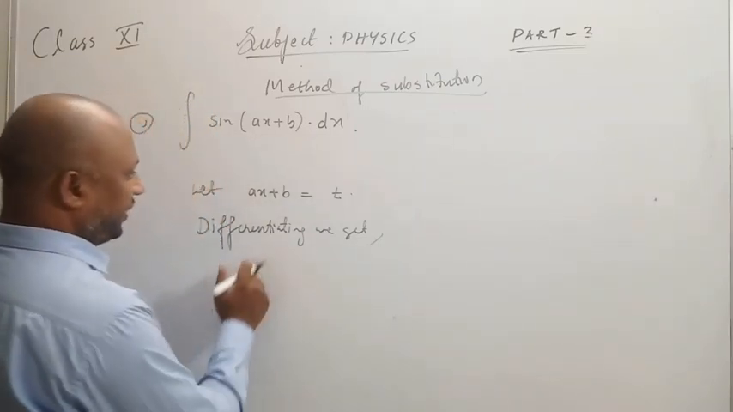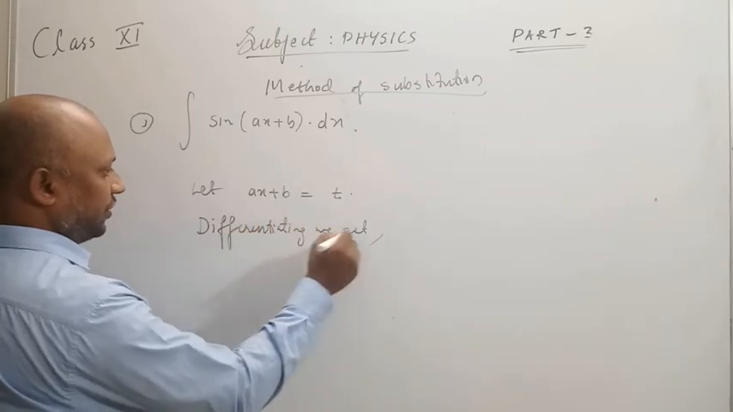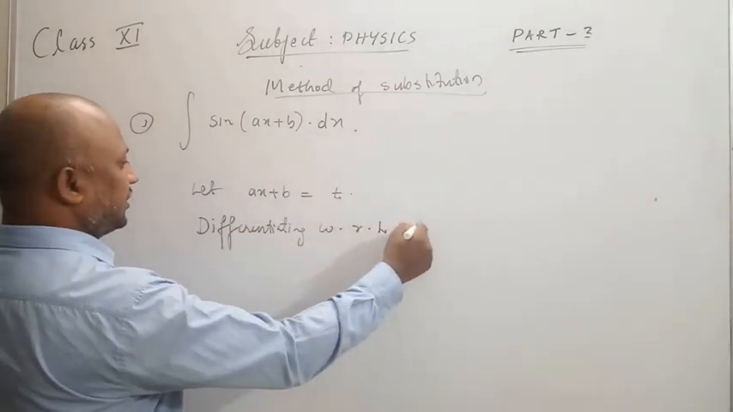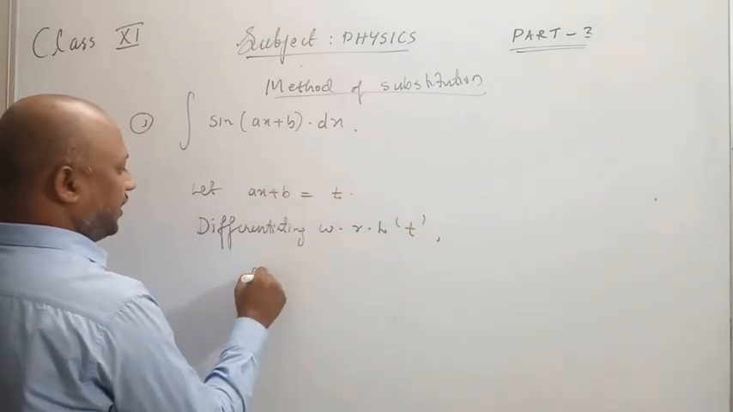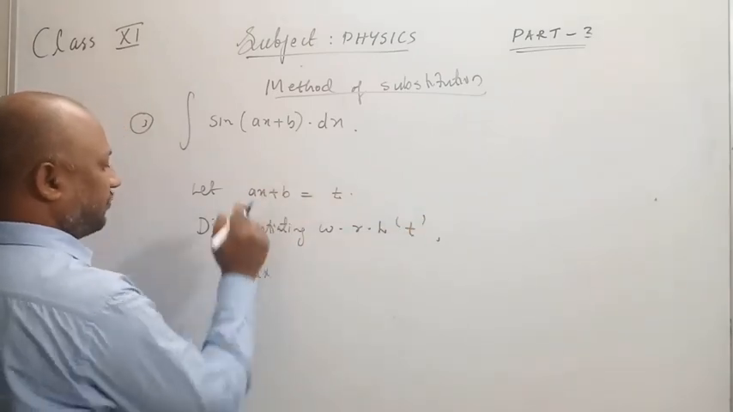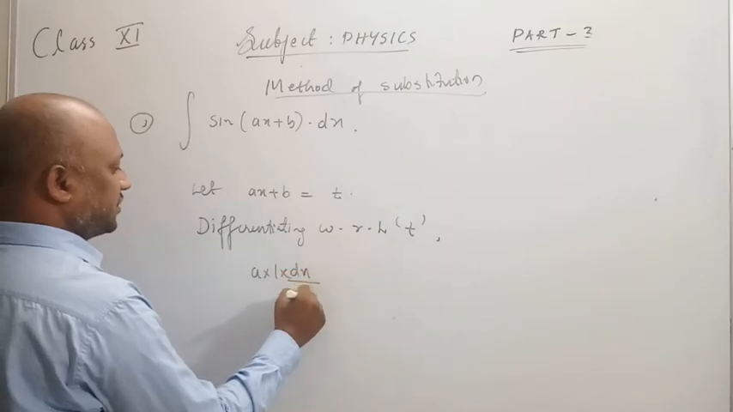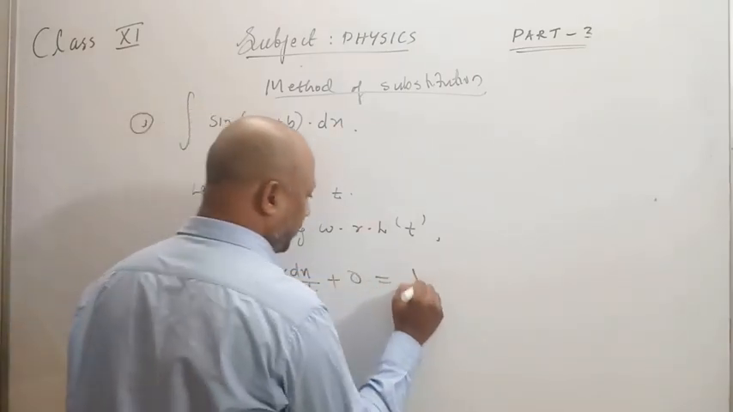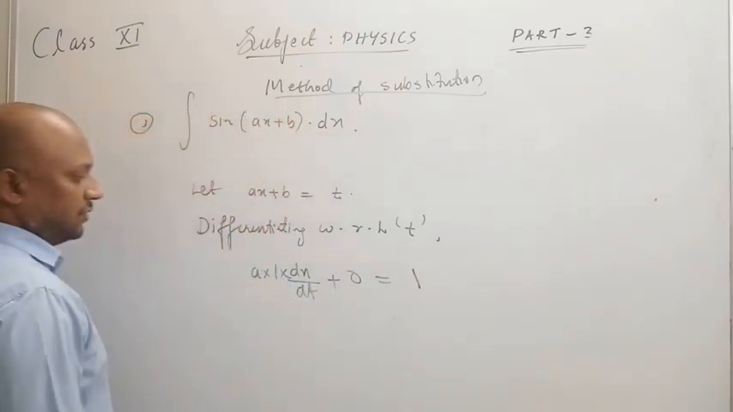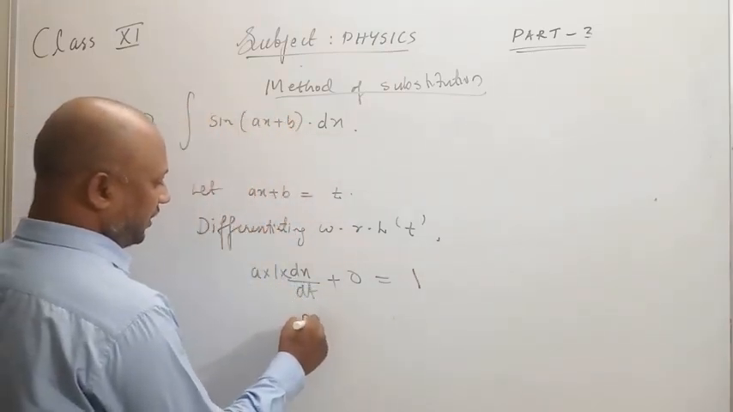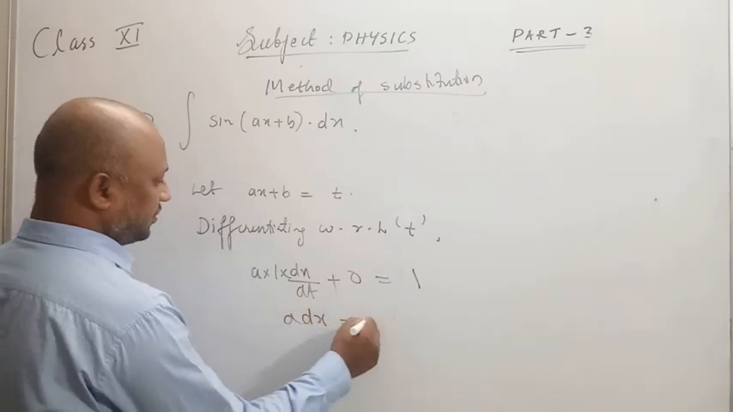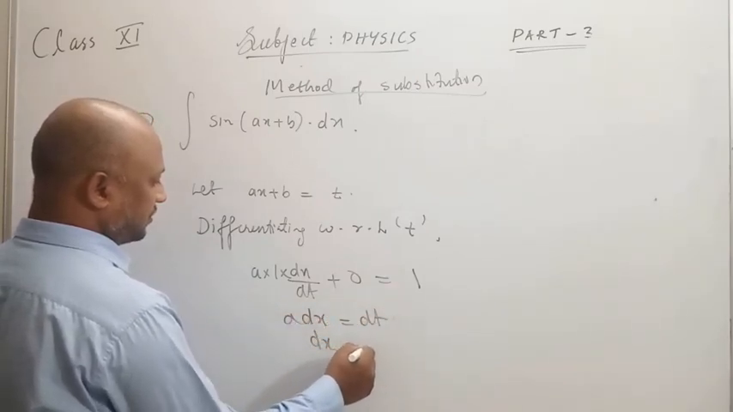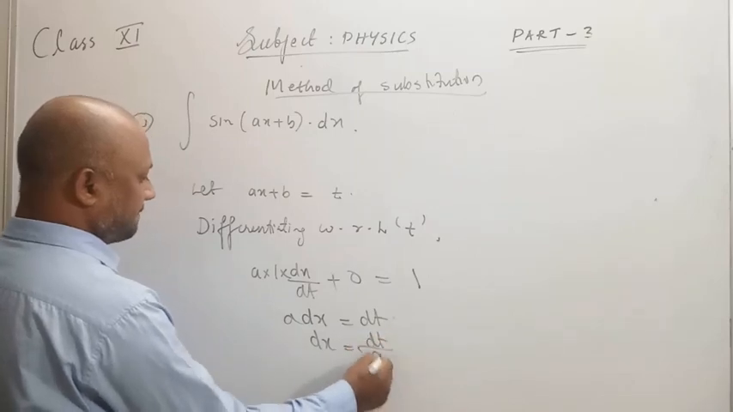So I'm going to find dx by dt, differentiating with respect to t. So I'll be getting a into dx by dt, because it's a different variable, plus b is 0, and here with respect to t is 1. So we are getting dt is equal to a dx, and dx is equal to dt by a.